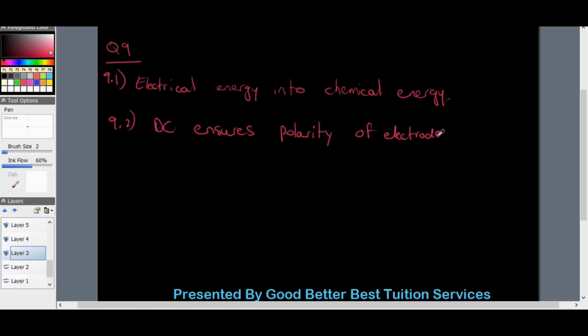It shows that the polarity of the electrodes that are used in this type of apparatus remains the same. Because when an AC power source is used, the polarity of the electrodes will change continuously. So a DC, direct current, does ensure that the polarity of the electrodes used in the cell is kept constant, or that they do remain the same.